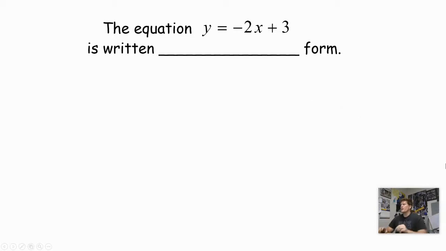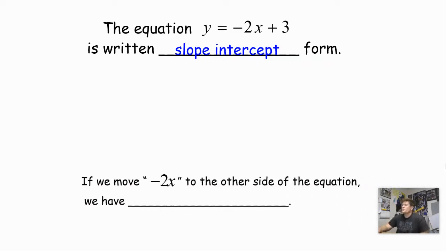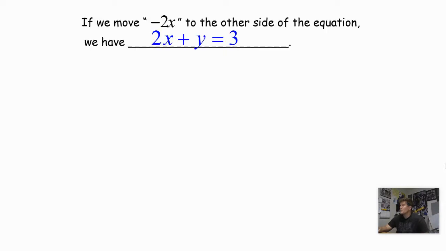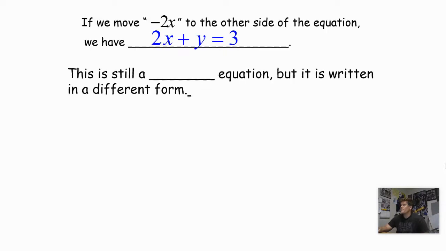Let's say we have this equation y equals negative 2x plus 3. With that y being all alone, this equation is in slope-intercept form. If we move that negative 2x to the other side, meaning we're taking that negative 2x and adding it to both sides, now I have 2x plus y is equal to 3. That 2x plus y equal to 3 is still a linear equation, meaning if we graph this thing, it would still be a straight line on our graph, but it's in a different form.